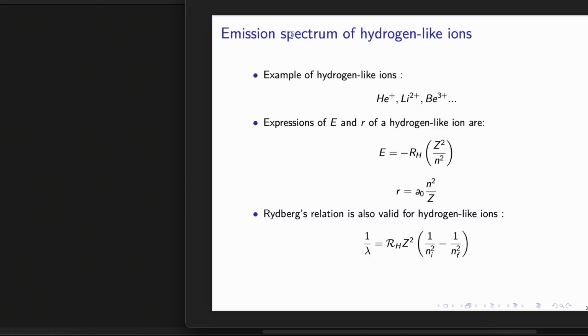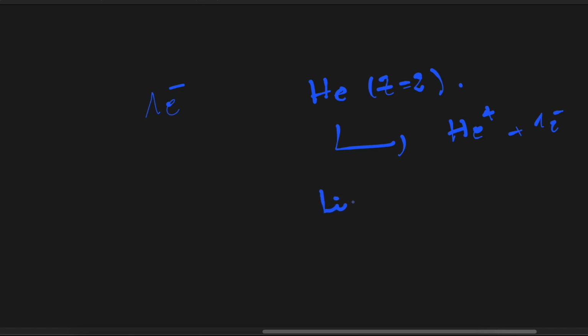Now let's talk about the emission spectrum of the hydrogen-like ions. These hydrogen-like ions are elements but with only one electron. For example, the helium element, which has two electrons, is converted to an ion because one electron has been removed from this element. The same thing for the lithium, which has 3 electrons. So 2 electrons have been removed from the element to get the lithium plus 2.